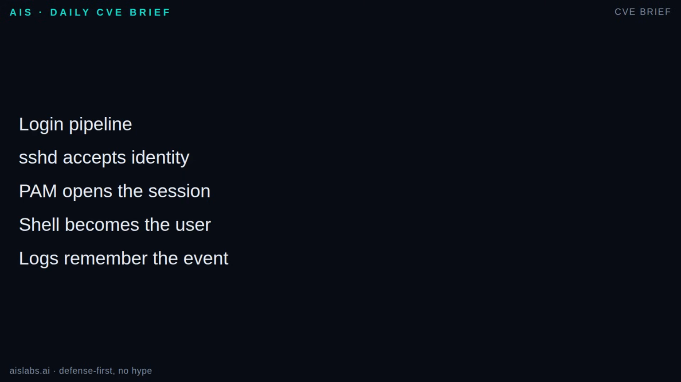OpenSSH handles the encrypted transport and the SSH authentication methods. On most Linux distributions, SSHD then calls PAM, pluggable authentication modules. PAM is not only passwords, it also has account checks and session setup. Session modules can create home directories, set limits, print messages, update login records, load environment variables, or start keyrings. After that, SSHD runs the user's configured shell, either as an interactive login shell or as a shell executing one remote command.